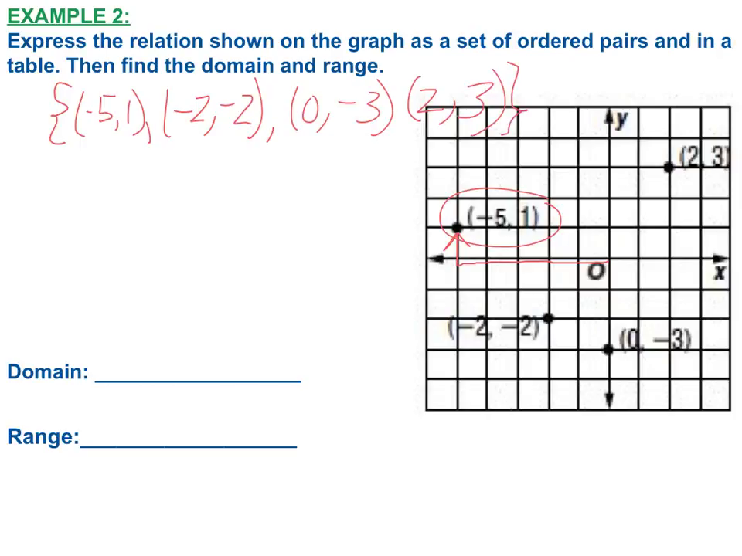And ending with a bracket as well. As a table, again, the X value goes on top, the Y value goes on the bottom, and we start with the smallest X value and its corresponding Y.